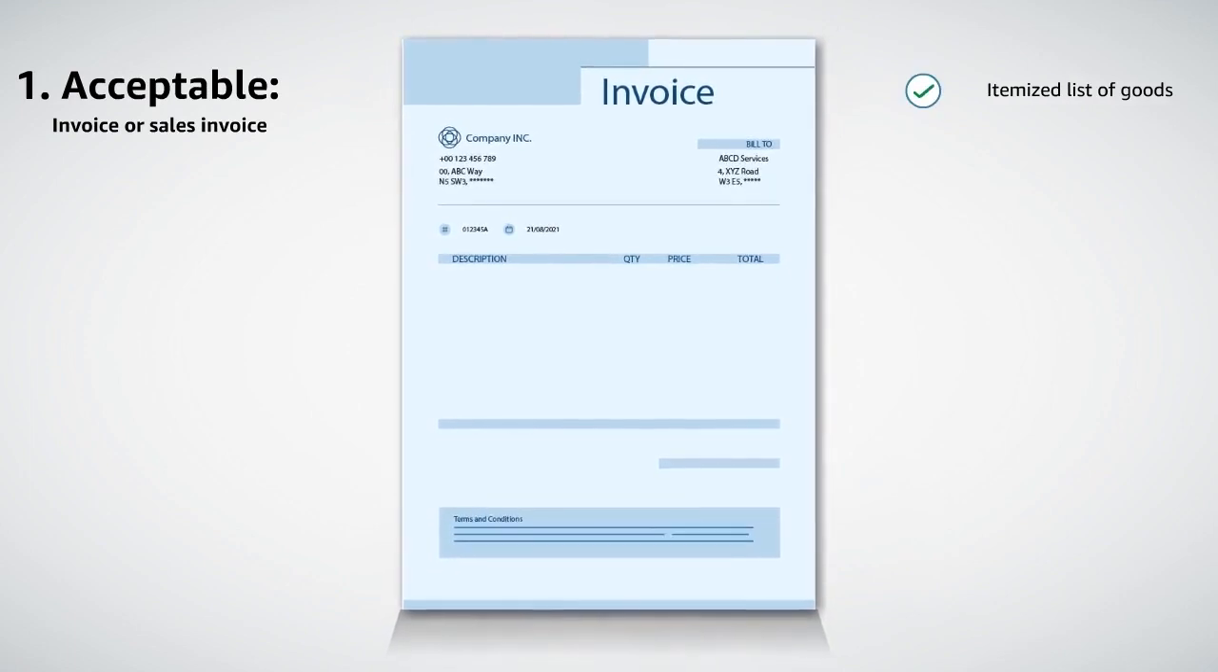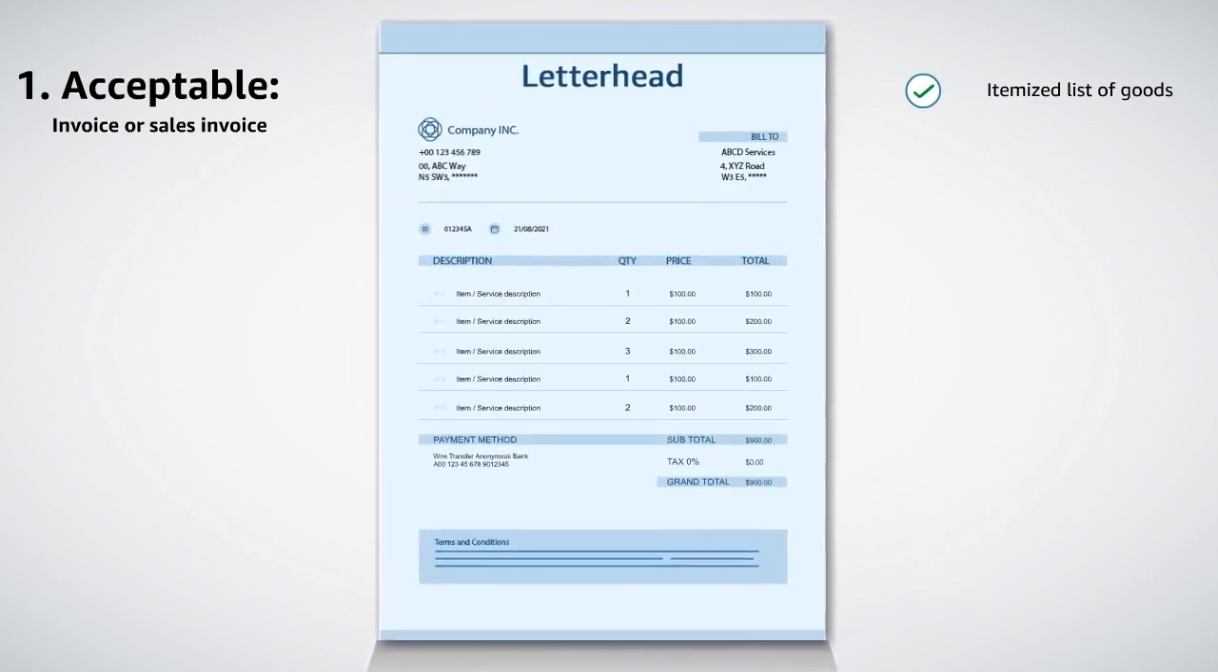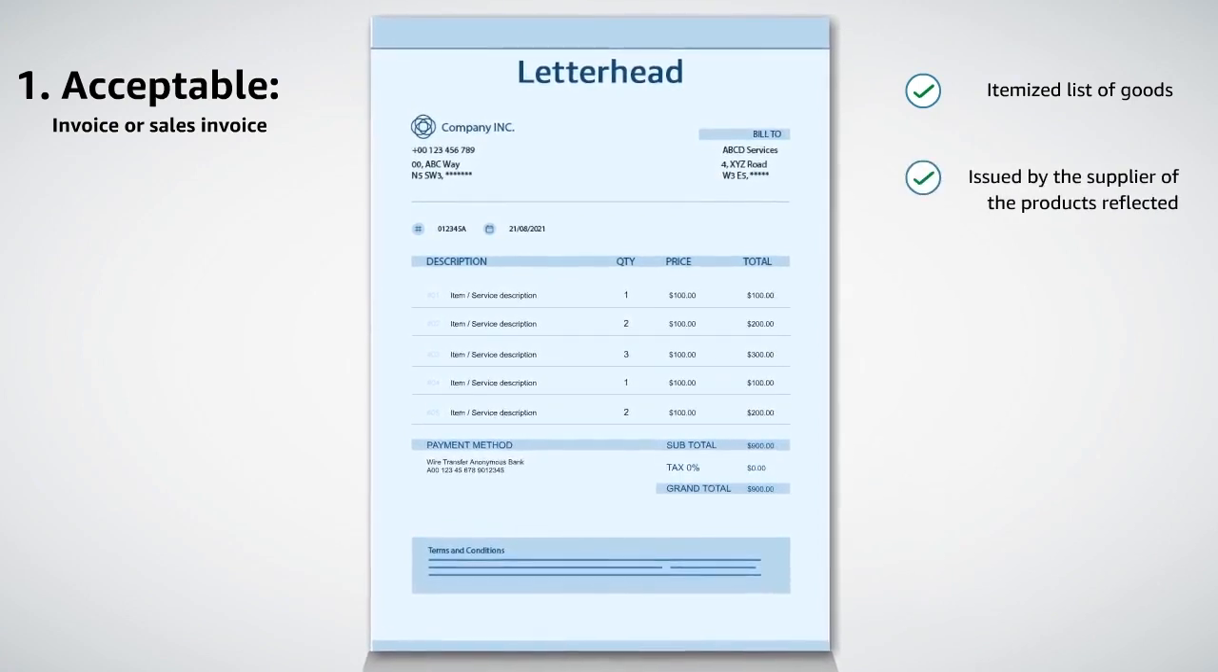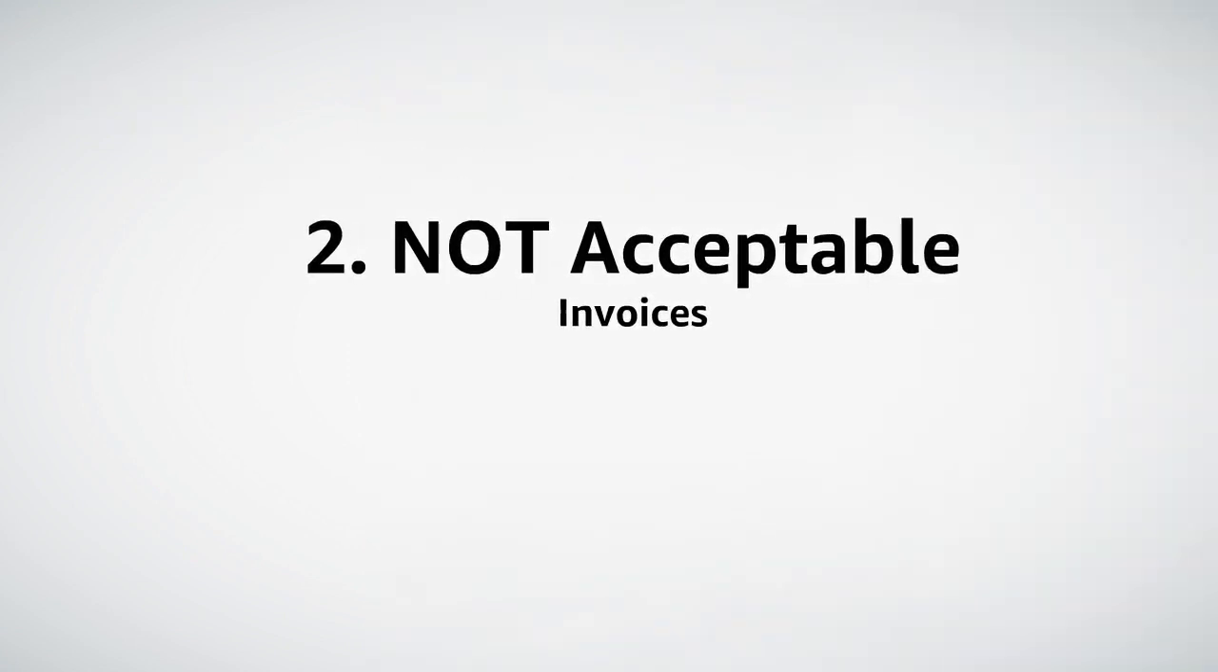An invoice or sales invoice is an itemized list of goods shipped or purchased, usually specifying the price and terms of sale. Commercial invoices are acceptable as long as they have been issued by the supplier of the products reflected on the invoice. Not acceptable. This list may not be comprehensive.